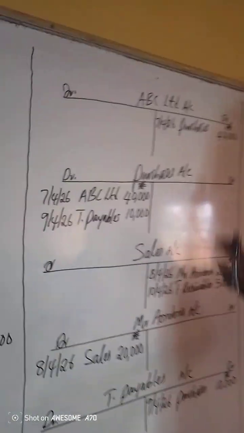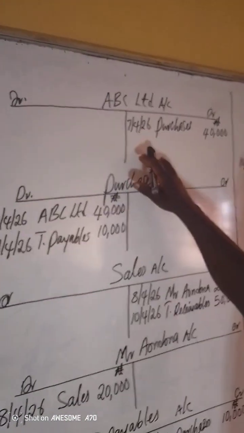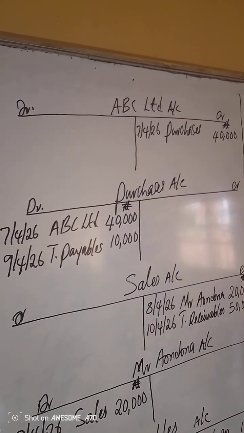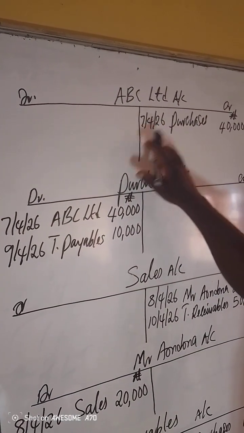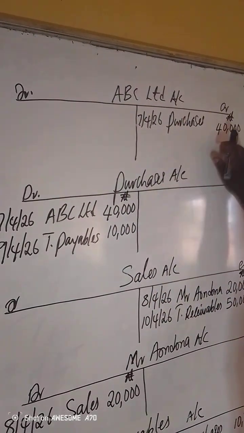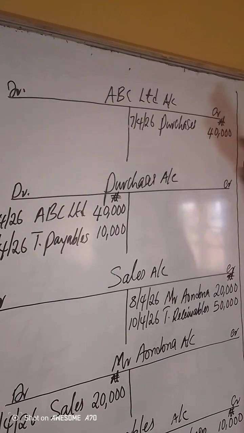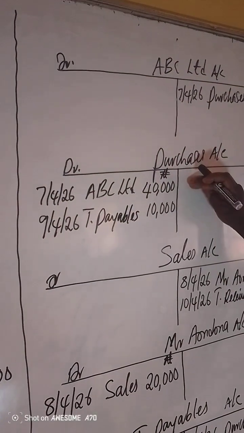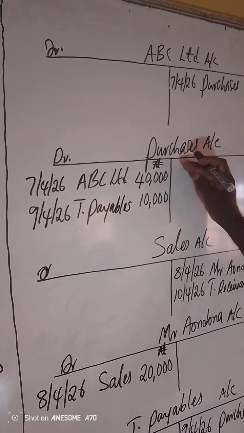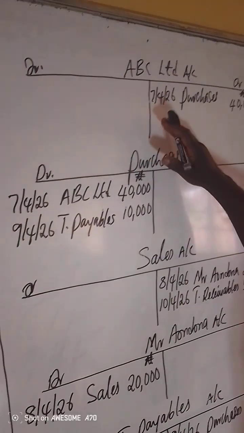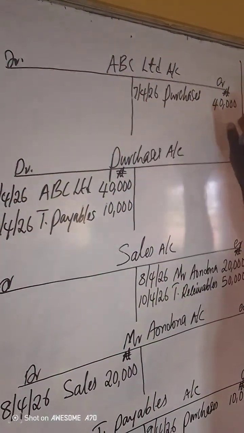Let's see how we record it. You start with the giver, and the giver account is ABC Limited, meaning ABC Limited is giving goods. On this date, 7th of April 2026, ABC Limited is giving purchases worth 40,000. Then you open the purchases account, which is the receiver account, and purchases is receiving goods from ABC Limited worth 40,000. So this is credit and this is debit, the giver account and the receiver account.